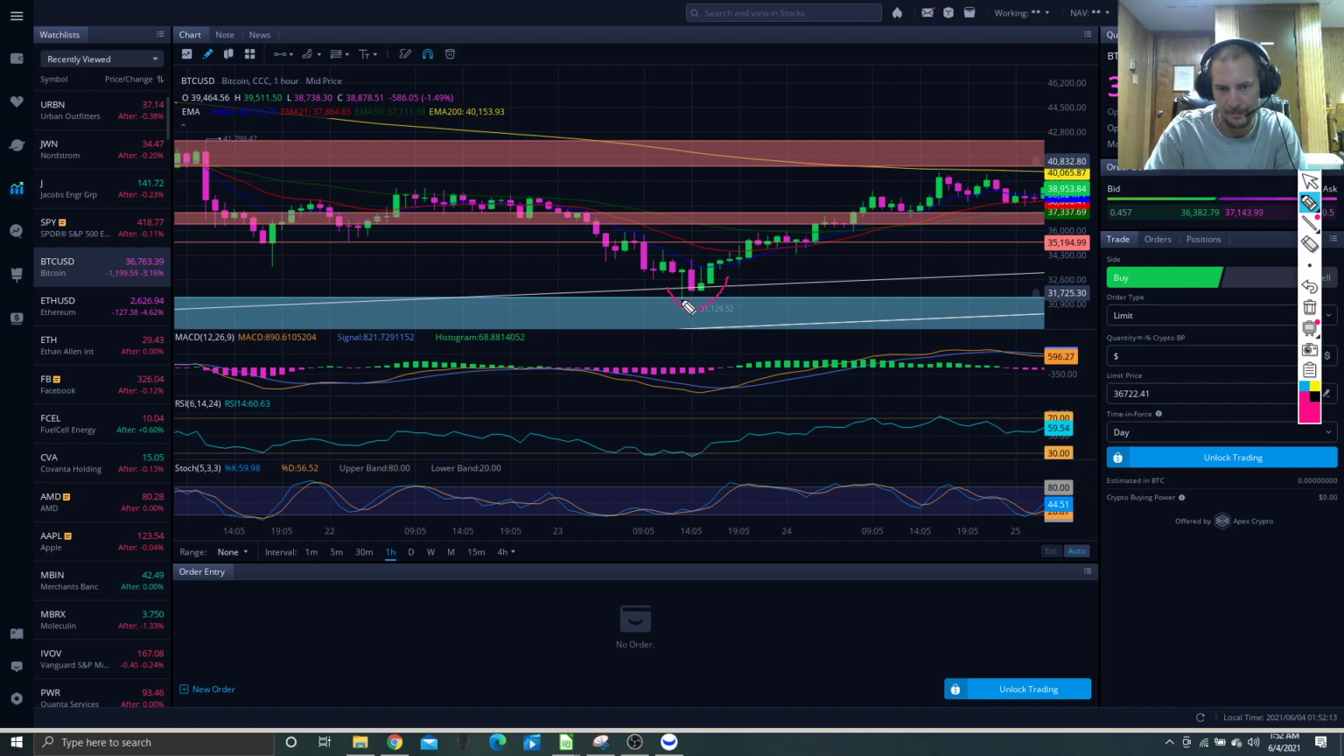Here's a good setup. Bullish pin bar off the zone. Entries, stops. MACD's making bullish reversals. RSI's making bullish movement. Targets 2 times away. Boom, hit.